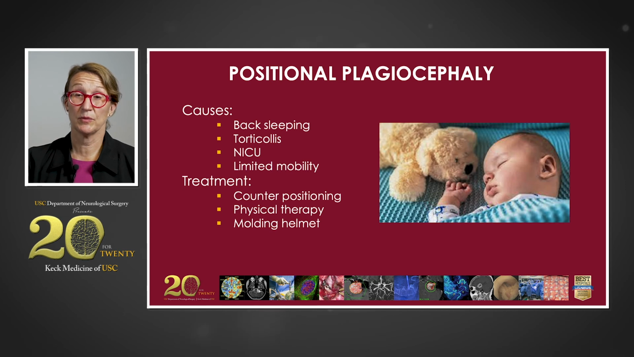The treatment for positional plagiocephaly is typically conservative. Counterpositioning, which means teaching the parents methods to not have the child always laying on the affected side, as well as physical therapy, which may help with torticollis and allowing the child to move the neck more freely to avoid sleeping on the affected side. And in severe cases, sometimes a molding helmet is used, which is an external orthosis which actually works to reshape the head over a period of about 3 to 6 months. Molding helmets are typically most effective when used in the first year of life.